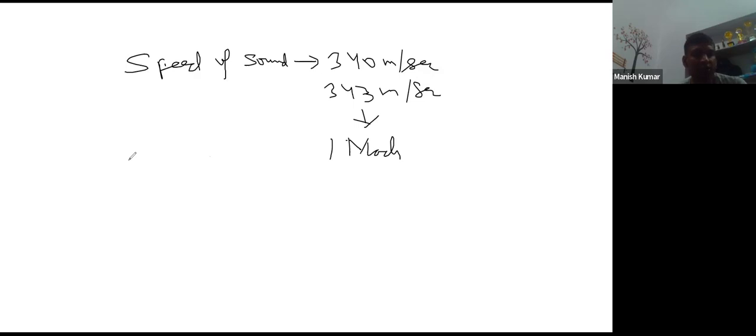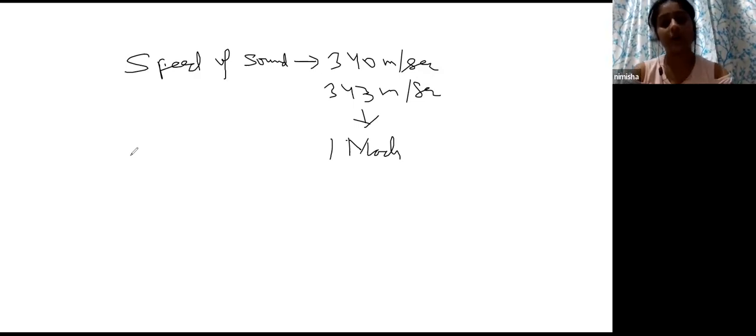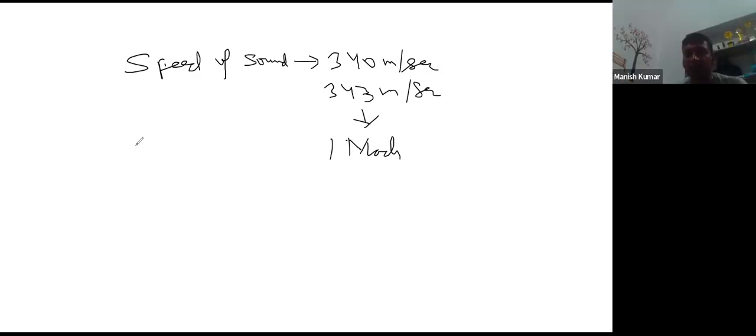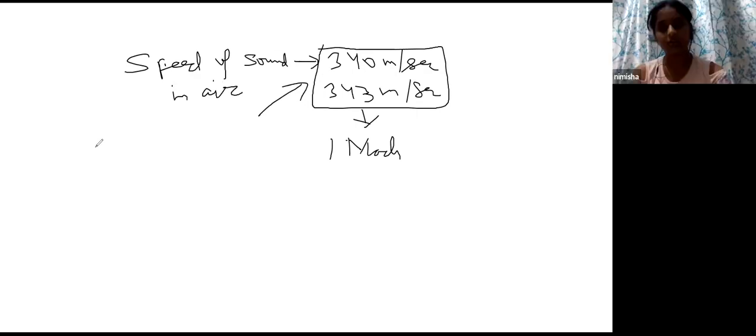And the speed in water is 1500 meters per second. The speed in iron or steel is 5000 meters per second, but you don't have to remember that. You have to remember the speed of sound in air, because the questions will be based on this parameter only.